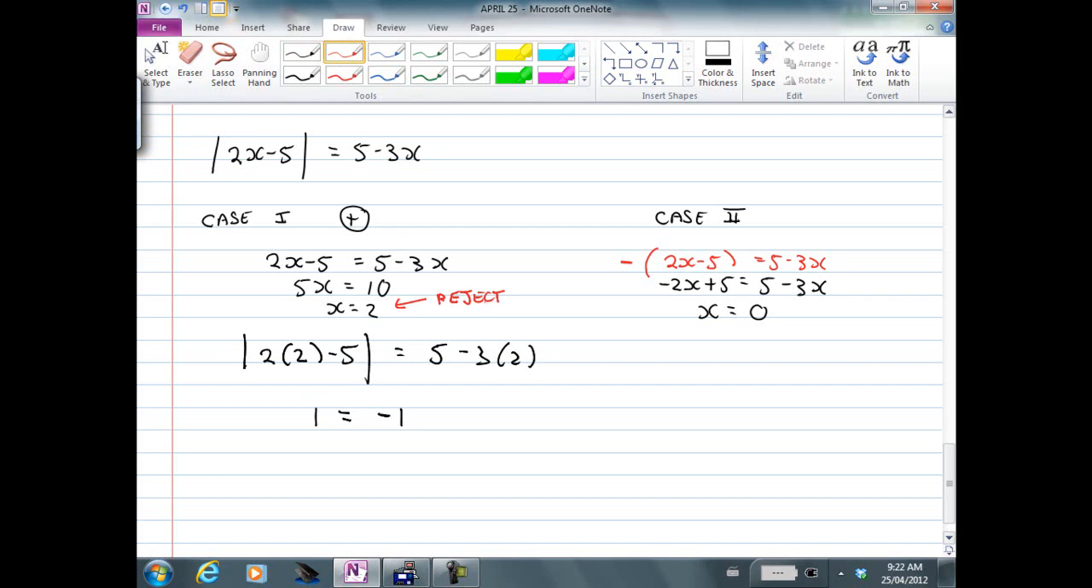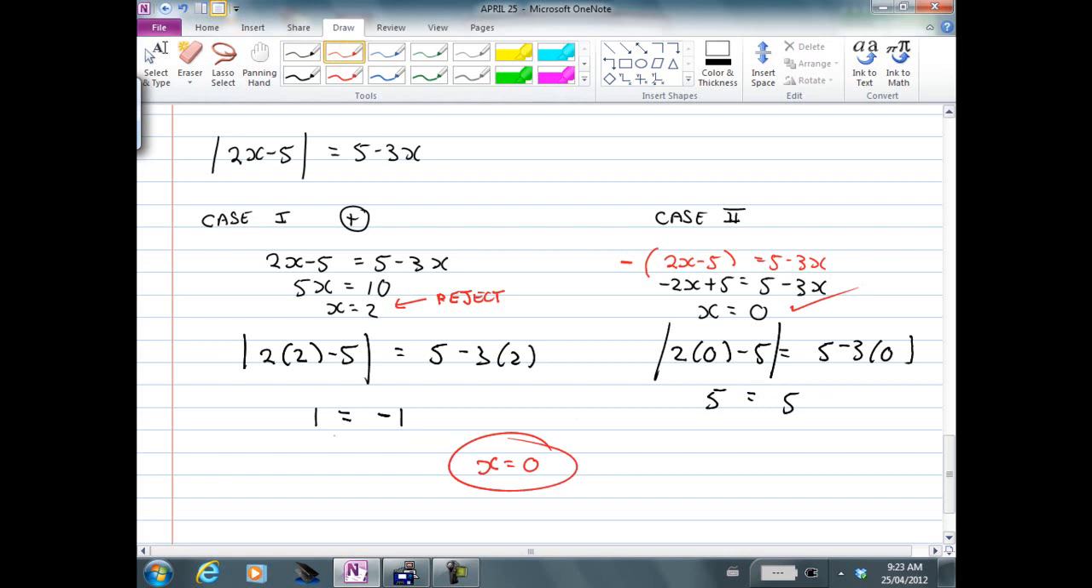We always double check. If you don't double check, you will make errors. Now, I'm going to go |2(0) - 5| equals 5 - 3(0). Don't forget my absolute. If I do this, look, I get 5 equals 5. So this is a keeper. Voila. So when you write your final answer, you can write down x equals 0. That's all there is to it.